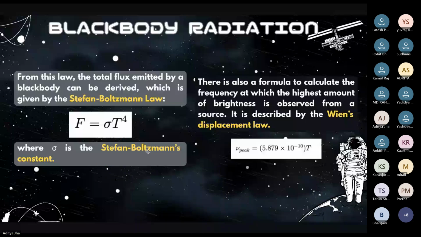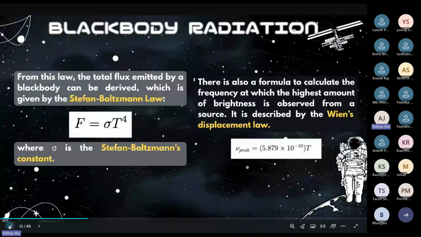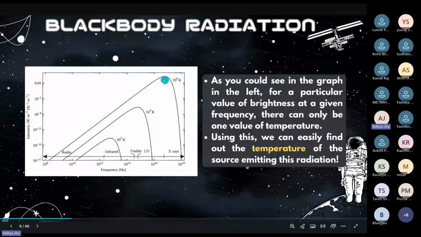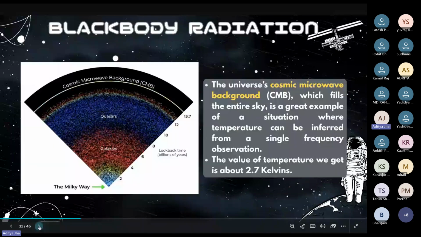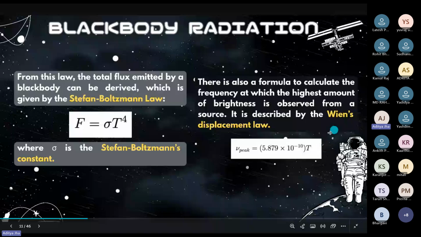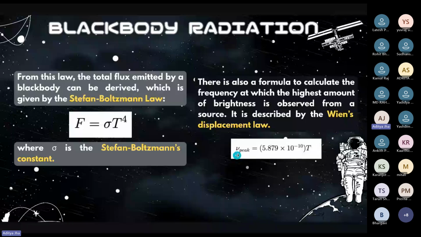All right. And there's another law associated with black body radiation, which is the formula to calculate the frequency at which the highest amount of intensity or brightness is observed from a source. As you can see from this graph, there is a peak value here. So what is this value? This value is given by this formula. This is called Wien's displacement law, where the peak frequency, nu peak, is directly proportional to the temperature of the source. So if you start decreasing the temperature, the peak frequency will also decrease.